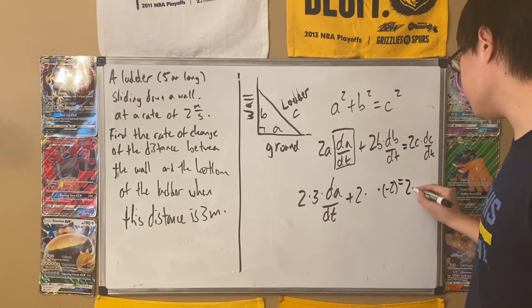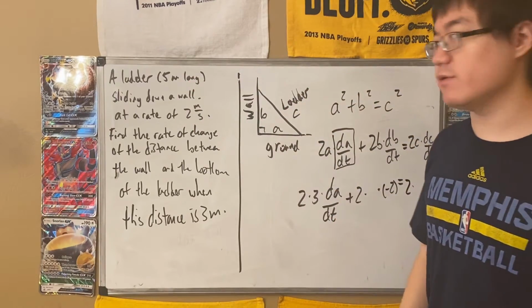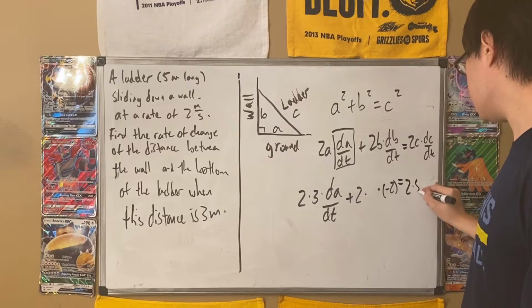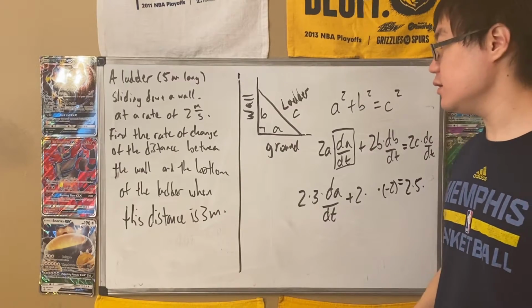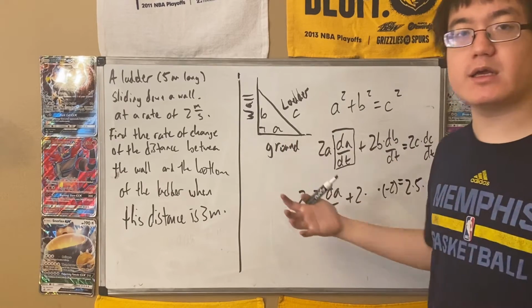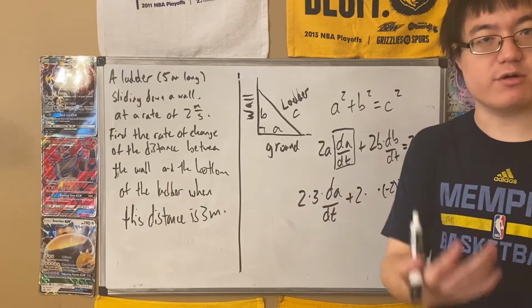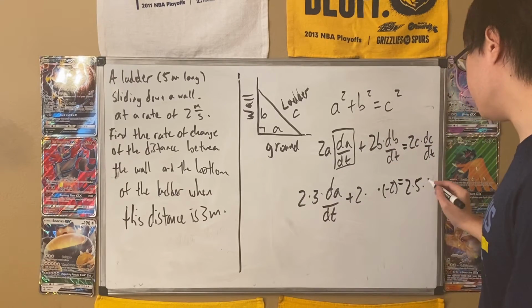So finally, we're going to keep plugging in. C is going to be the length of the ladder, the hypotenuse of this triangle. So it's just going to be 5. And then finally, dC/dt, that's the rate at which the ladder is changing. But keep in mind, the ladder is not getting any longer, so its derivative would be positive, or getting smaller, so its derivative would be negative. So its actual derivative is 0.